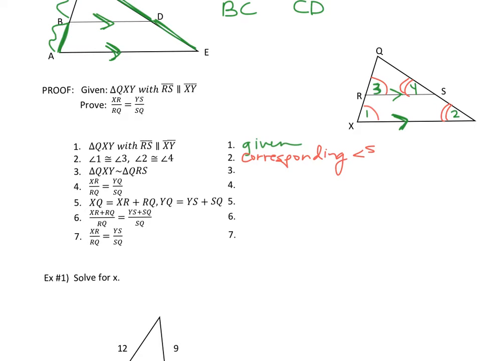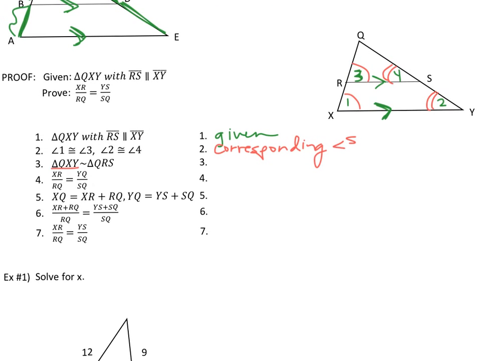So then how do I know that QXY, the big triangle, is similar to the smaller triangle? Look at your markings. How did we prove triangles similar? There were 3 theorems. This would be AA, right? This is AA similarity. So we know those 2 triangles are similar because of AA right now. So if the triangles are similar, this says XR to XQ.